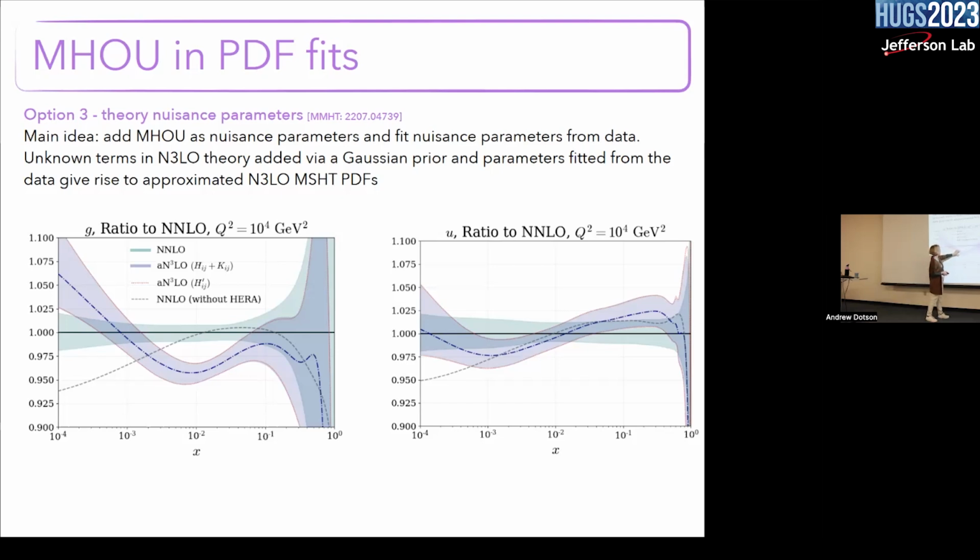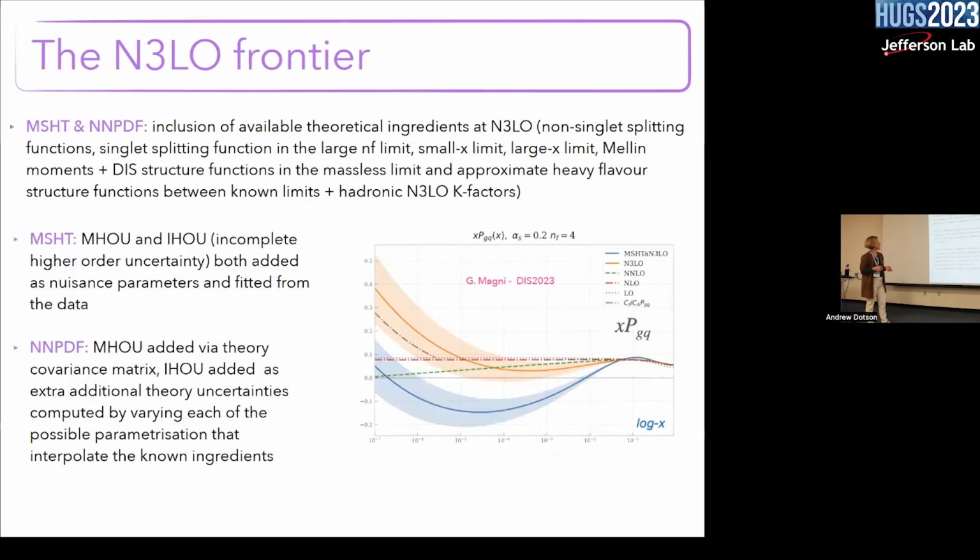These are the approximated NNLO PDF and the N3LO PDF, the next to next to leading order. It's a bit weird because the PDF change a lot. When you add these nuisance parameters, you let them fit from the data, so you have shifts that are rather large. This is something that has not been understood yet, and there are lots of ongoing discussions.